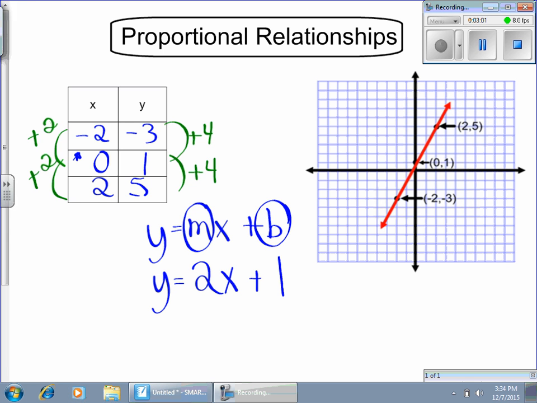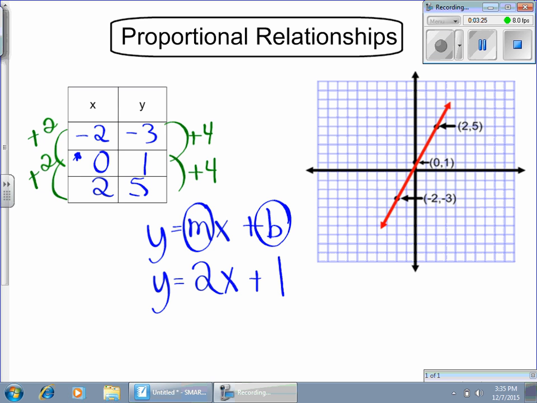Taking a look at my graph, I notice that it does not go through 0, 0, or the origin. And I also look back at my chart and it's 0, 1. Being that it doesn't go through the origin or 0, 0, it does not have a constant of proportionality. A constant of proportionality will go directly through the origin.